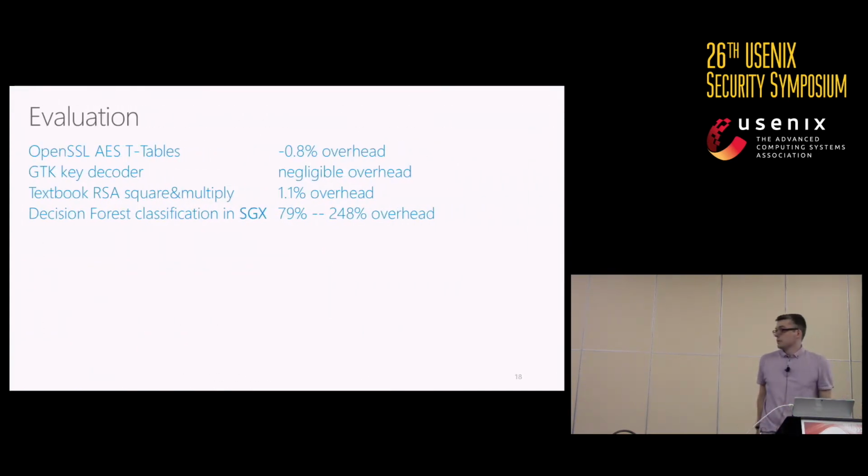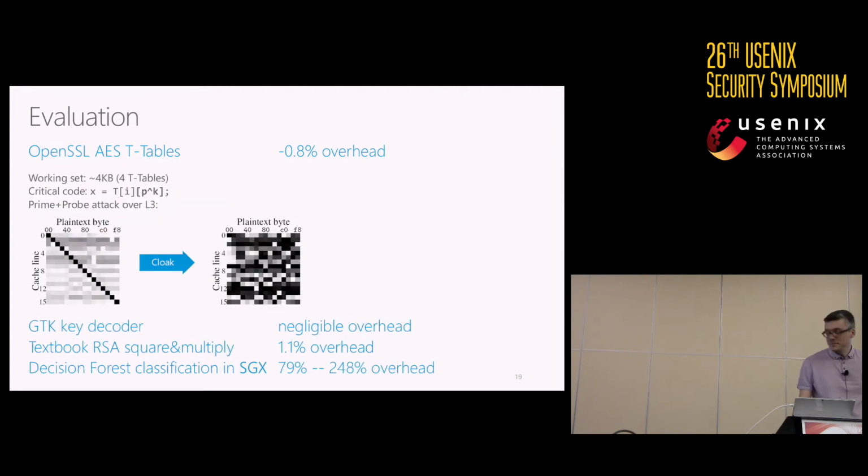All right. Now, of course, we evaluated our approach. First, the famous or infamous AES T-tables. I don't want to go too much into detail here, but we had zero overhead, even a bit faster than baseline. Not sure why that was, but some previous work has already covered that TSX can sometimes enhance your performance. So rather small working set, essentially just the T-tables.